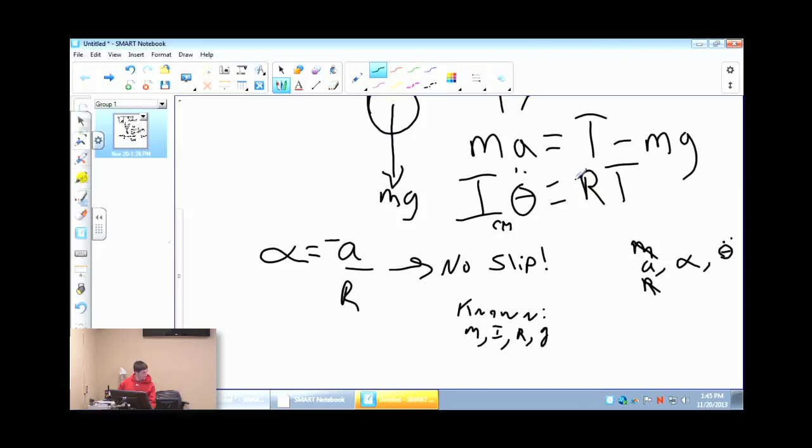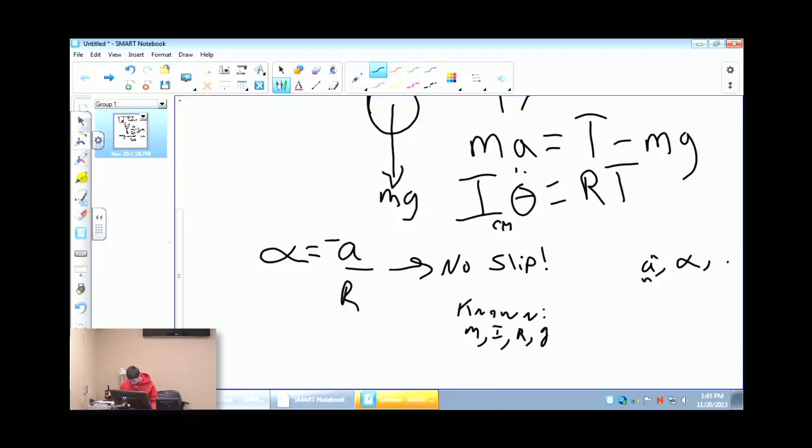Well, that's the same as alpha. Theta double dot is alpha. That's another symbol for alpha. So the one that's remaining there is the tension in the rope. And we'll find, in fact, that the tension in the rope is not equal to the weight of the yo-yo. Rather surprising result, but we've seen it happen in other situations.